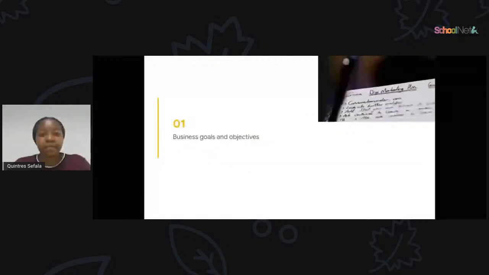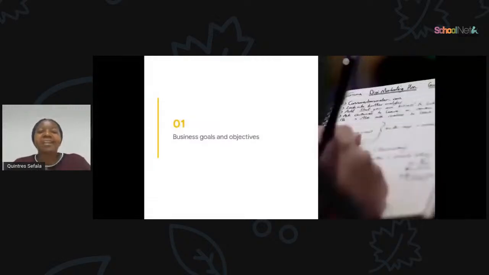Firstly, we will look at our business goals and objectives. And as I talk you through business goals and objectives, I will show you an example of a business goal and objective from a specific business, right? So that you get an understanding of how to align it with your goals.